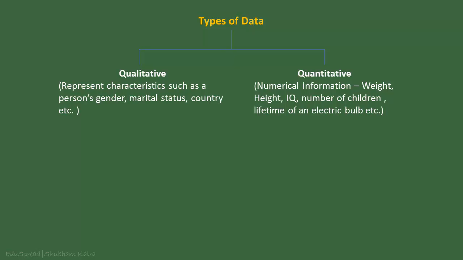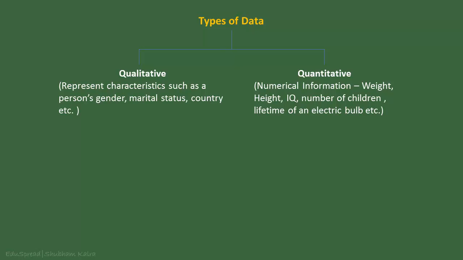In this lecture, we will discuss the types of data. Broadly, data can be classified as either qualitative or quantitative. Qualitative data represents characteristics such as a person's gender, marital status, country, etc. On the other hand, quantitative data is numerical information.